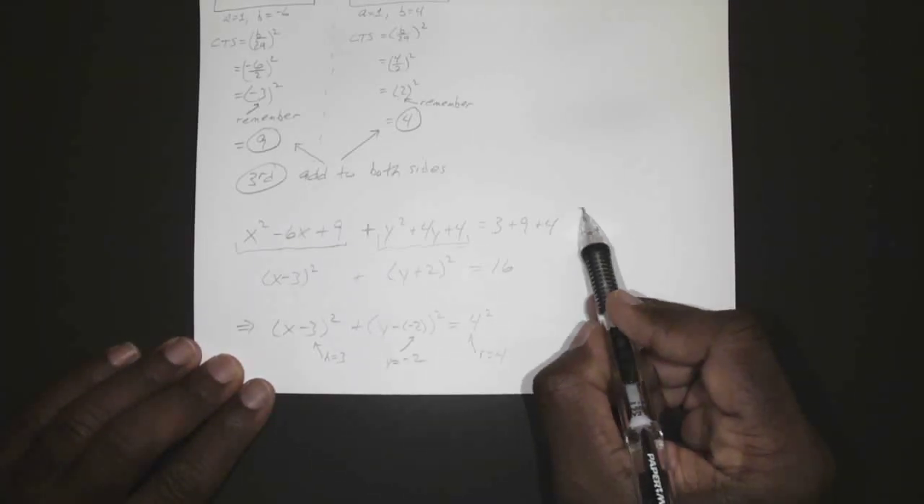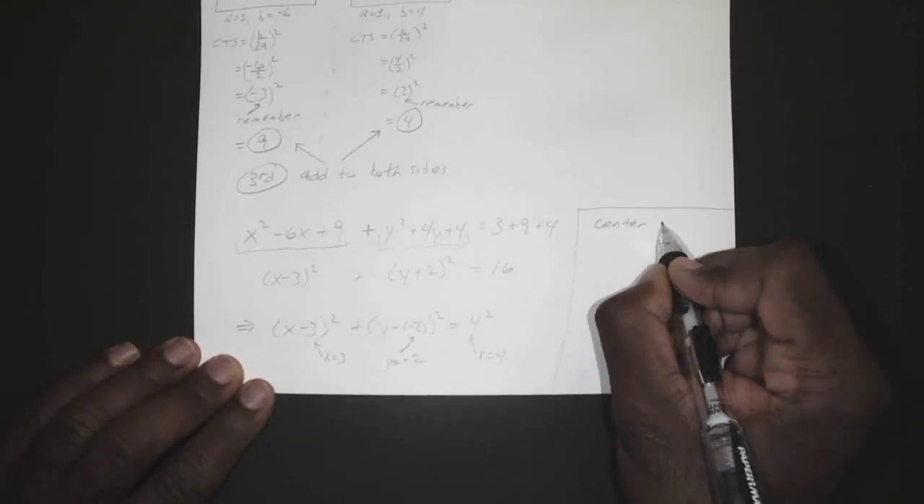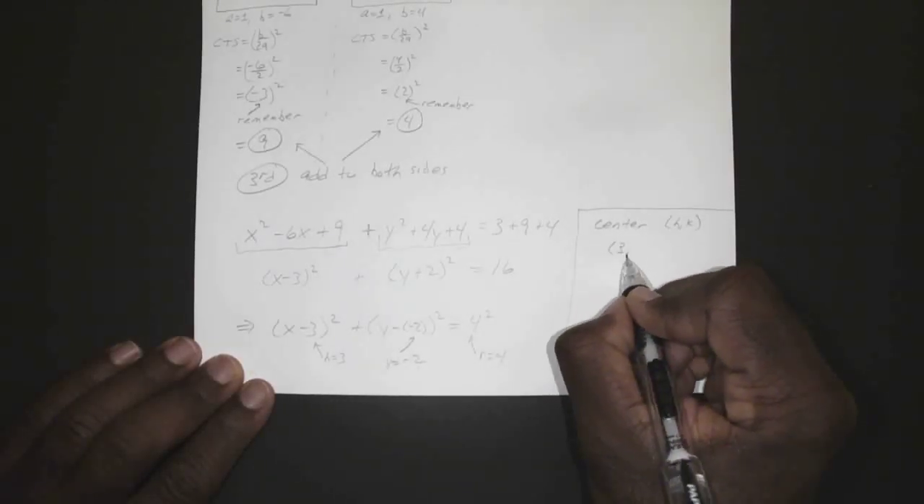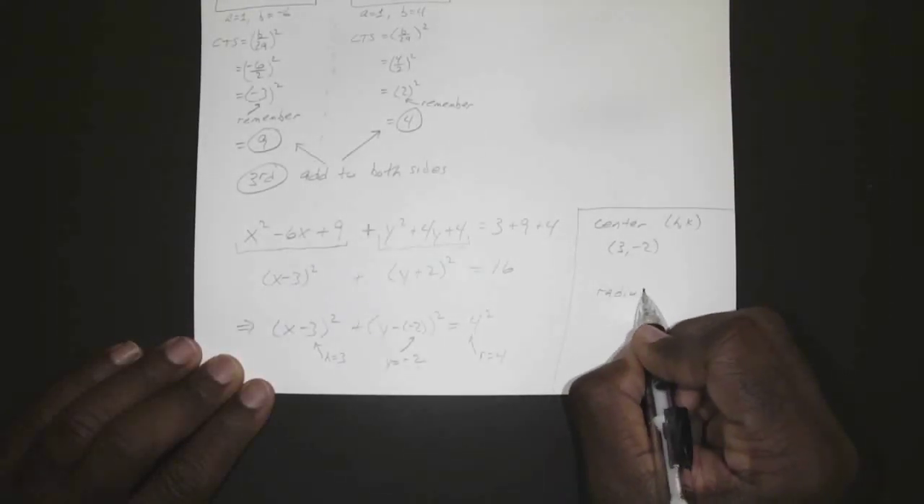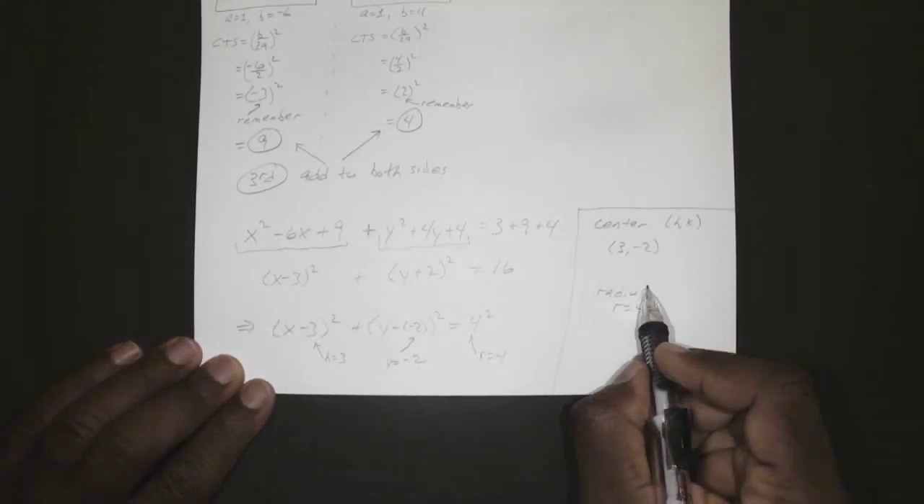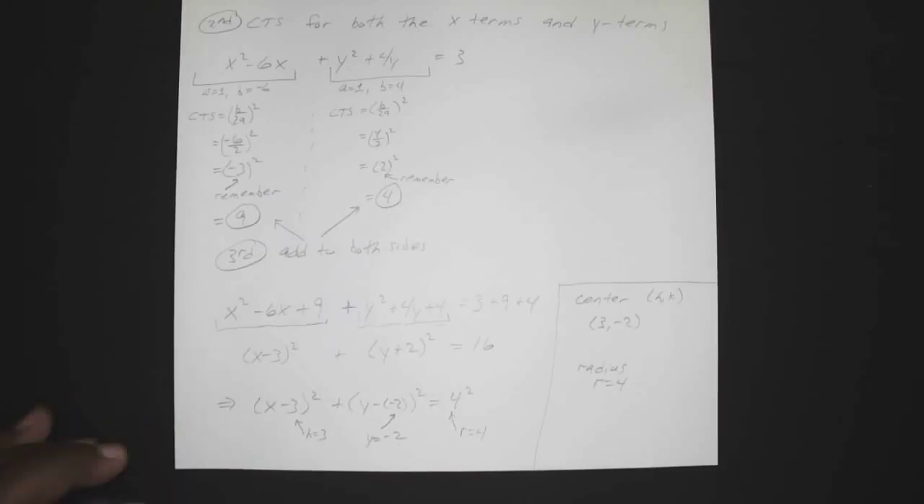So we can figure out that our center, which is our (h, k), is (3, negative 2), and our radius is just 4. All right, so any questions on that one?